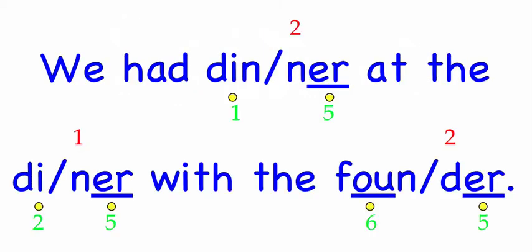Diner. With the founder. Founder. First syllable, found, 3 sounds. F, ow, n. Der, 2 sounds. D, er. Founder. We had dinner at the diner with the founder. Now pause the video while you mark these words and then advance the video screen. We had dinner at the diner with the founder.